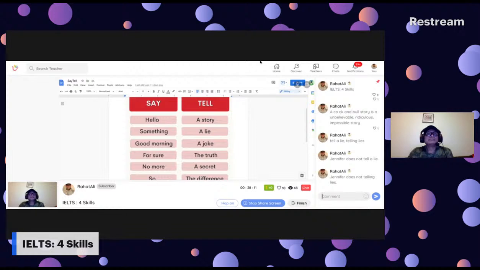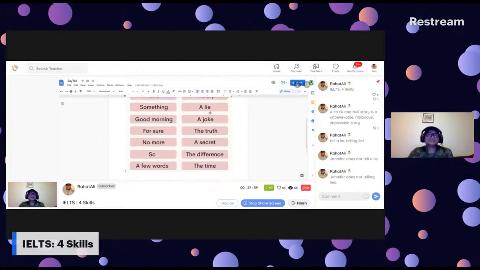Similarly, do not tell us your secret of your personal matter. Do not tell us a secret of your personal matter. Okay, they didn't want to tell us that secret.